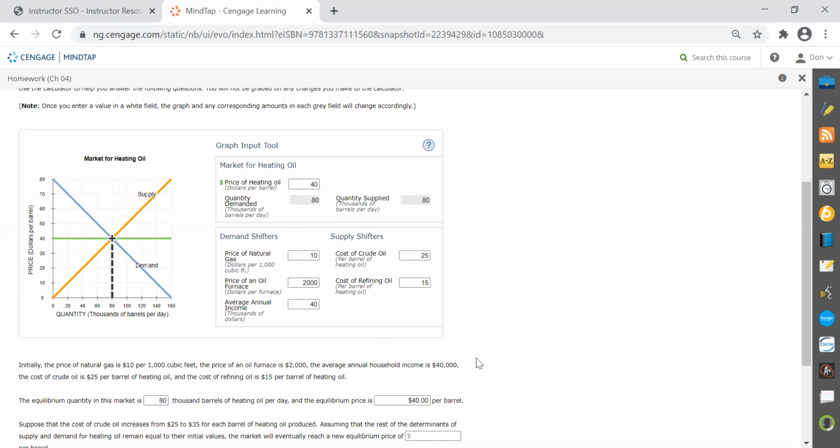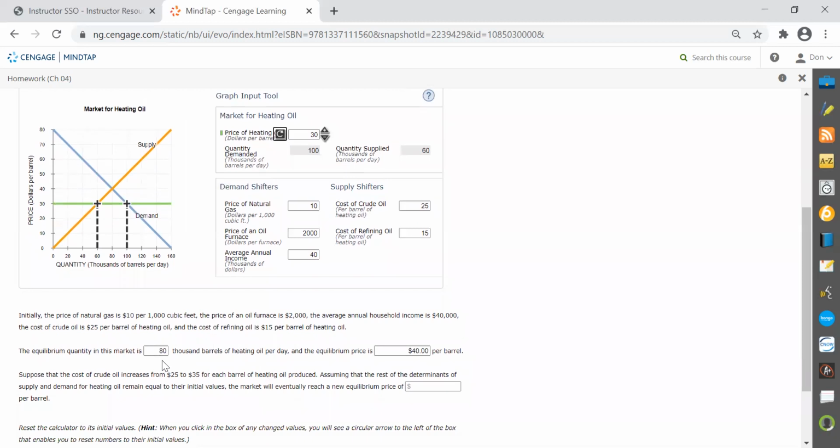It makes it a little easier to calculate when you find the price and put it in here, and it adjusts the quantity demanded for you. If you want to reset that once you're done, just click on this reset button, and it will put everything back to normal, which is what we want. And you've already answered this question.